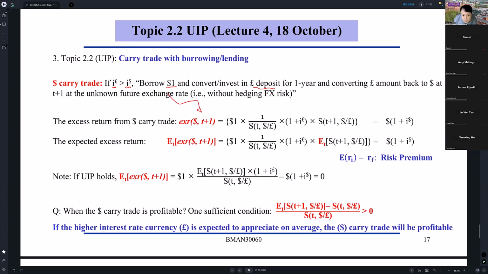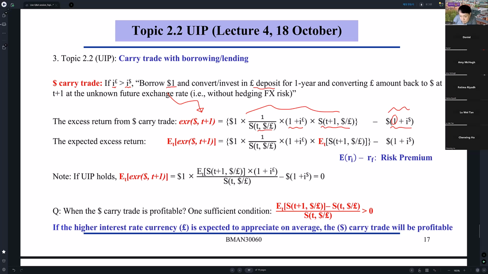The excess return from this strategy looks like this. So what you have here is what you have to pay back after 1 year. So you borrow $1 today. After 1 year, you have to pay back $1 plus interest rate. What do you have here? You need to convert dollar into pound. That's this one. We're going to put that pound amount into the pound money market. That's this one.